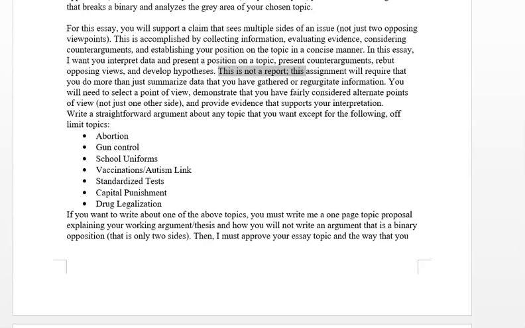So this does not mean putting a quote in your paper and then just moving on. Put that quote in your paper and then you yourself use your own writing and your own voice to analyze how and why that quote is being used to support your argument.